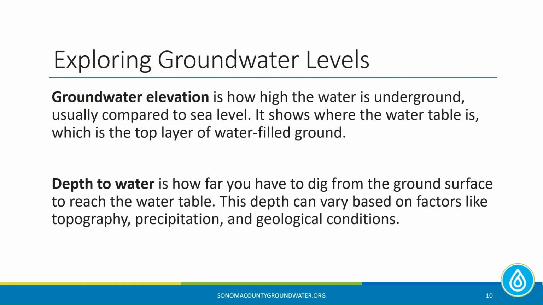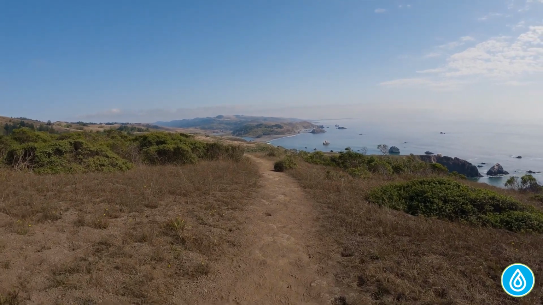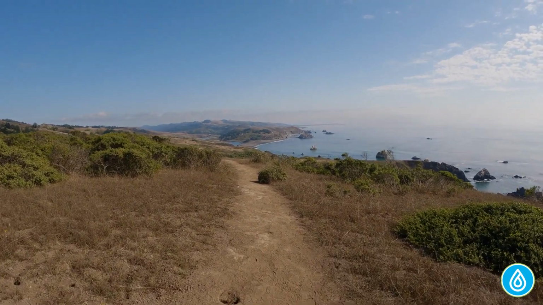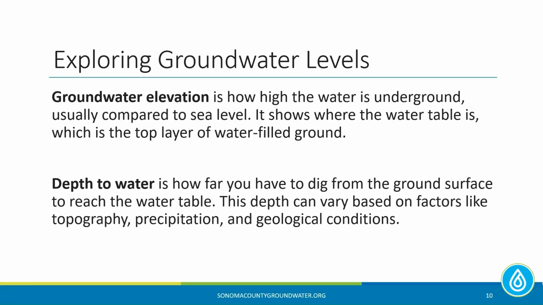Please also note the difference between groundwater elevation and depth to water. Groundwater elevation is how high the water is underground, usually compared to sea level. It shows where the water table is, which is the top layer of water-filled ground. Depth to water is how far you have to dig from the ground surface to reach the water table.